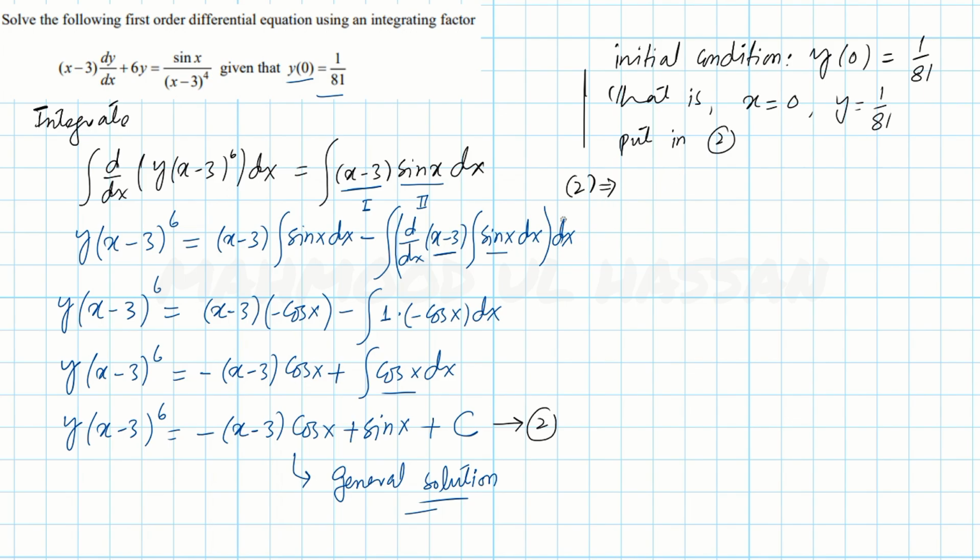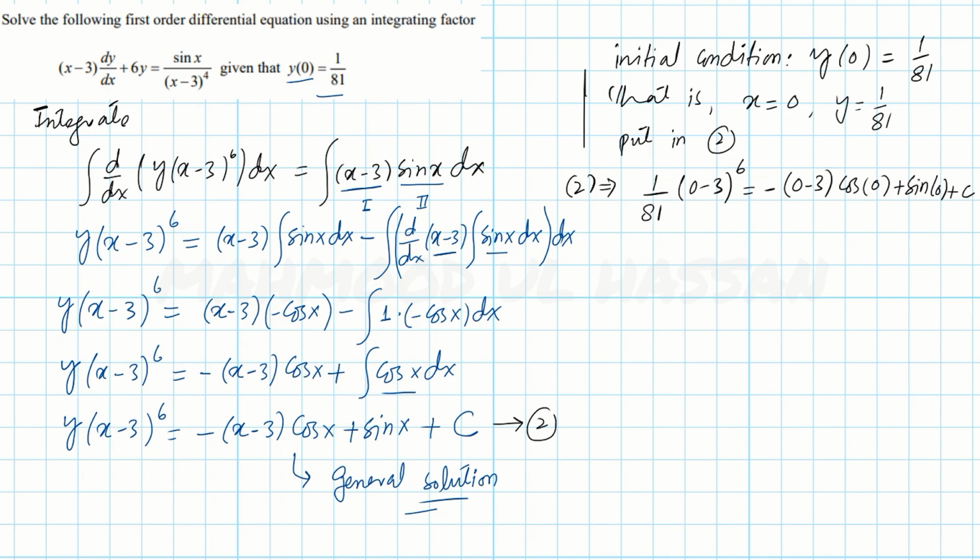So 2 implies that y, which is 1 divided by 81, times (0 minus 3) whole power 6, is equal to negative (0 minus 3) cos of 0, and then plus sine of 0, and then plus c. Now we have to simplify this.